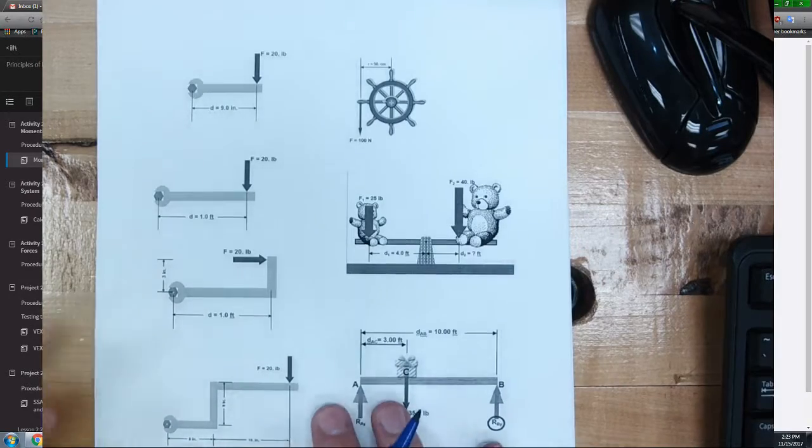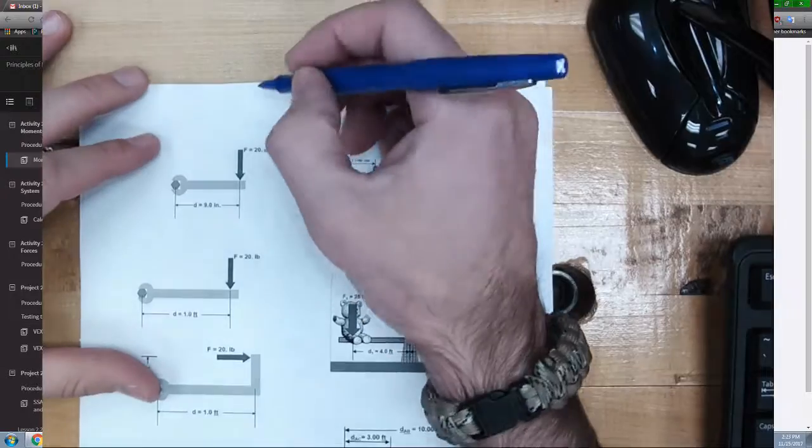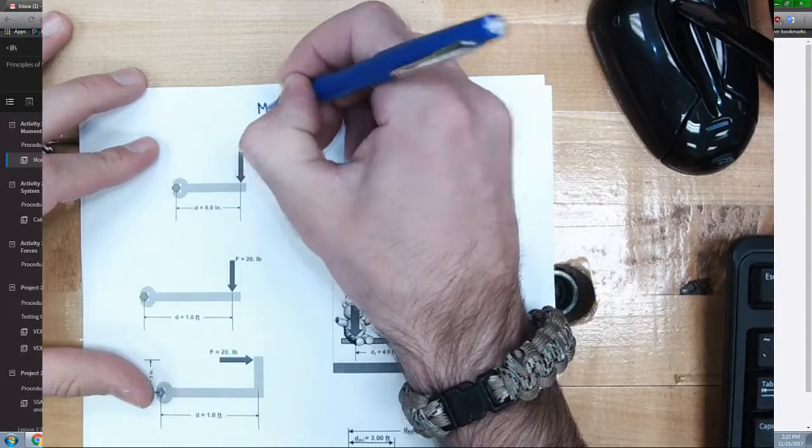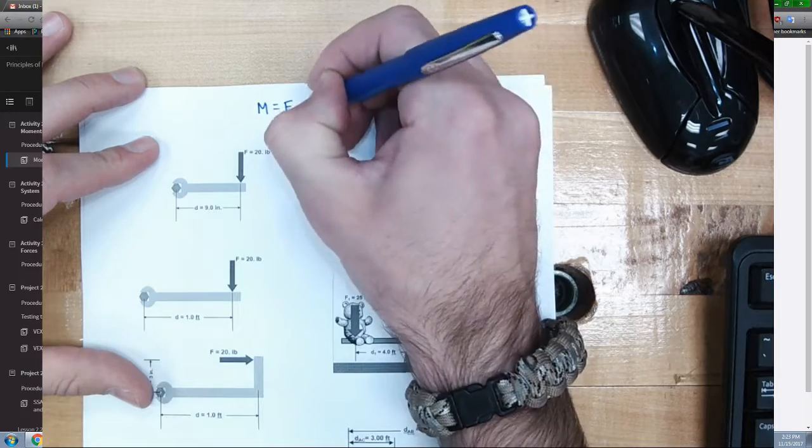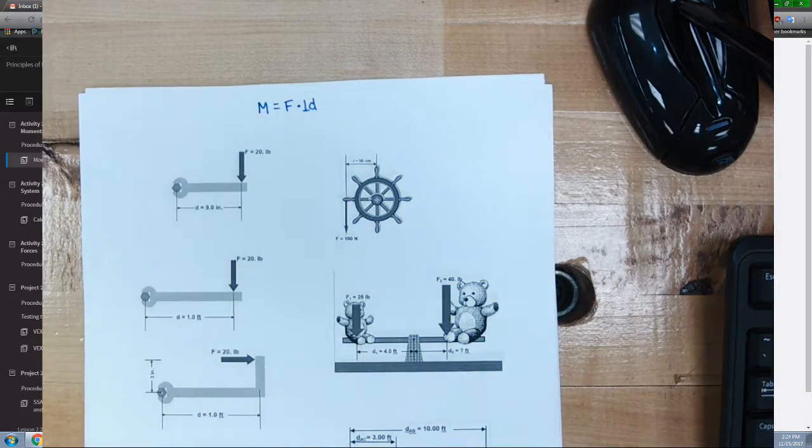So here we go. First thing you need to know about moments is the formula itself. Moments equal force times perpendicular distance. It's very important to understand that it's perpendicular distance, not just distance in general, because you'll see the force isn't always going to be perpendicular. Sometimes it can be parallel, so it's important that they are perpendicular.